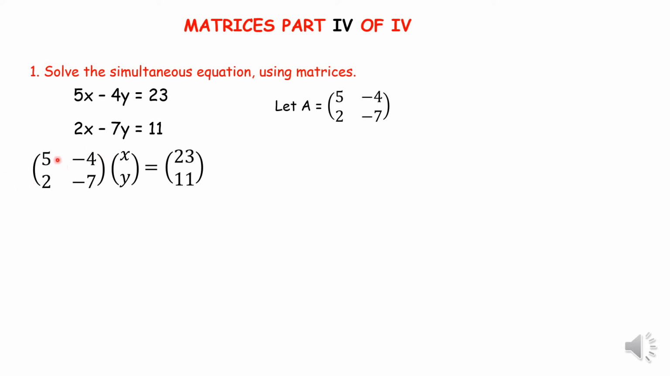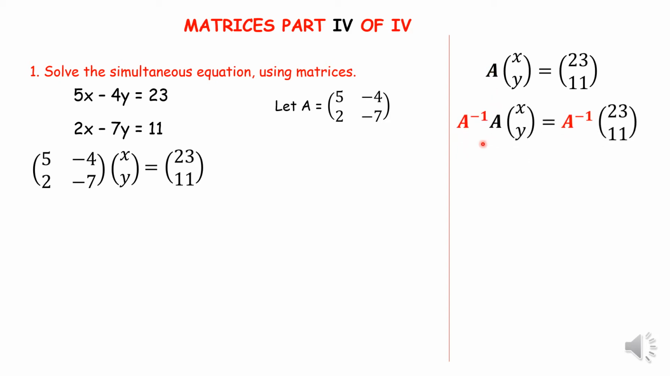What is very important is we need to take this part here, the 5, negative 4, 2, negative 7. I'm going to let that be my matrix A. Now, it's supposed to be that matrix A times xy equals 23 over 11. What we're going to do is try to get rid of this A, so we multiply throughout by the inverse. Remember what I said in my previous video, whenever you multiply any matrix by its inverse, it gives you the identity matrix. The identity matrix is another way in matrices of writing the number 1.